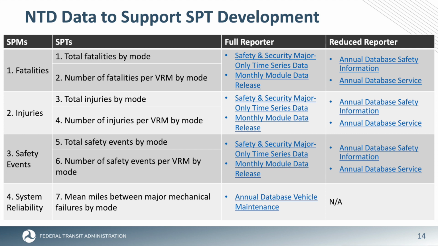Now for reduced reporters, obviously less information is reported by them to the NTD, so there's less data to pull out from the NTD. But I could go to the annual database safety information file to see total fatalities reported for my agency. Again, it won't break it down by mode, but it'll give the total for my agency. And then I could go to my annual database service file to look at how much VRM I provided for the year. Now, for reduced reporters that operate more than one mode, you may need to look at your own records to be able to set targets based on modal specific things.